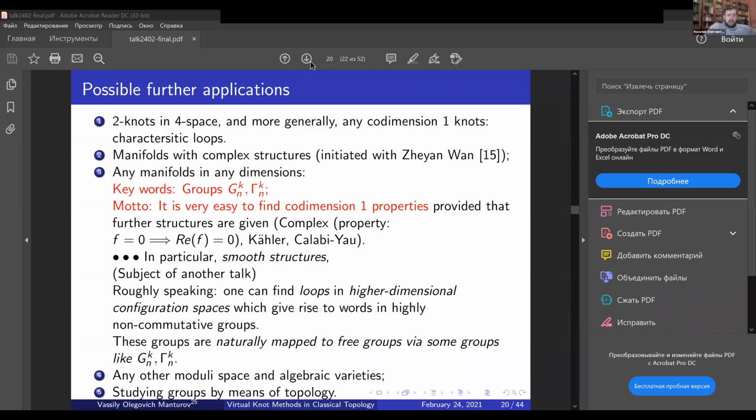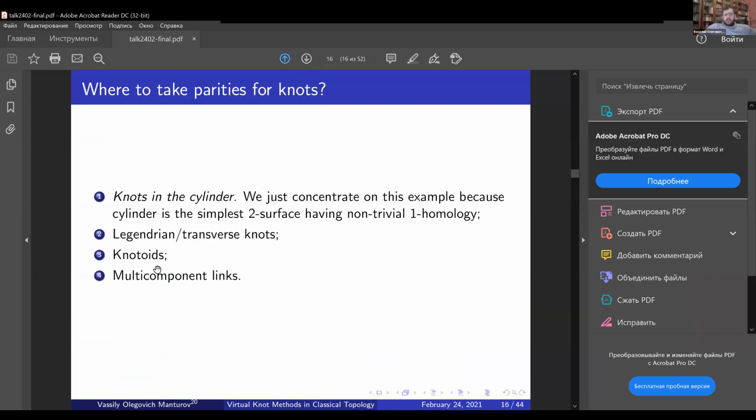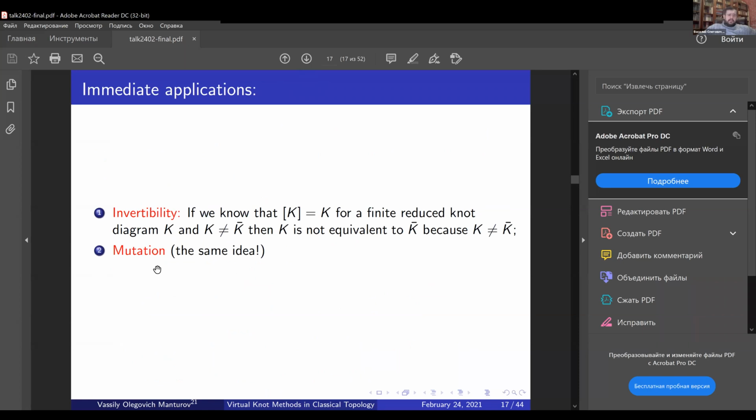Vassily, I have a question. Yes. In your slides, you showed us the conclusion about the invertibility of the links. So what about the reality? Well, so far I was talking about non-classical links, but virtual. Actually, more or less for virtual knots, more or less for free knots.